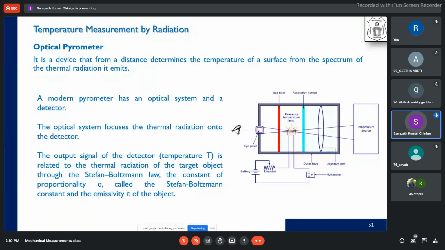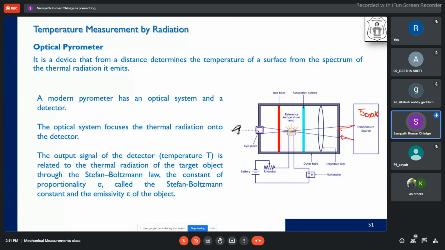So we have a temperature source here which is at a very high temperature. Let us say this is at 5000 Kelvin. Because of its temperature, it tends to emit a particular electromagnetic wave radiation, which we call thermal radiation. And it comes, and we have an eyepiece over here. Through the eyepiece we can see, and we also have a red filter.